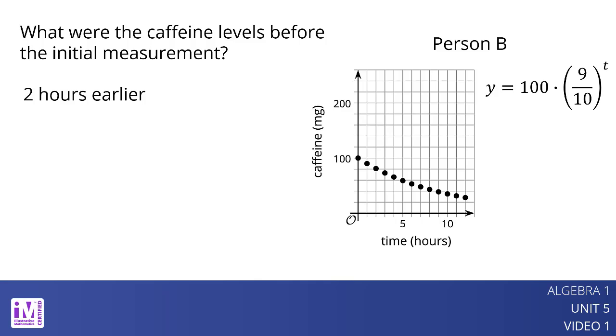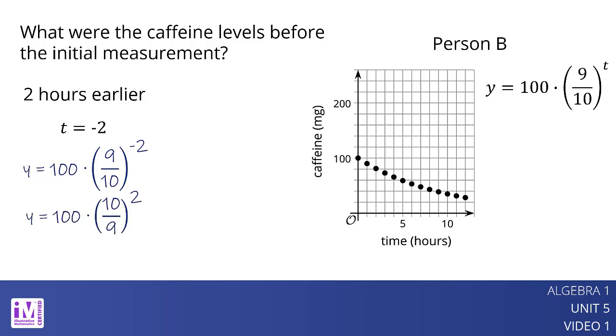2 hours earlier, t equals -2. Then the amount of caffeine, y equals 100 times 9/10 to the -2, or y equals 100 times 10/9 squared. So y equals 123.5. This means that 2 hours before the initial measurement, person B had 123.5 milligrams of caffeine in their system.